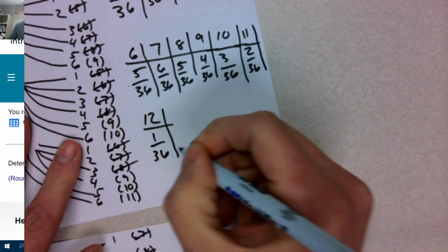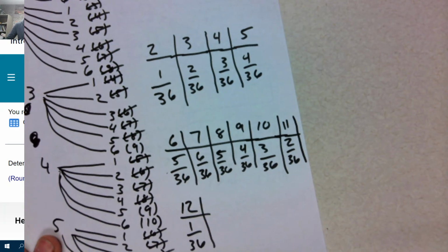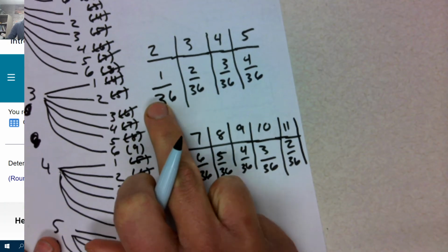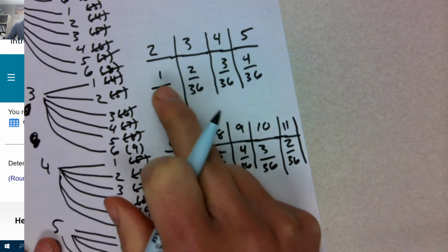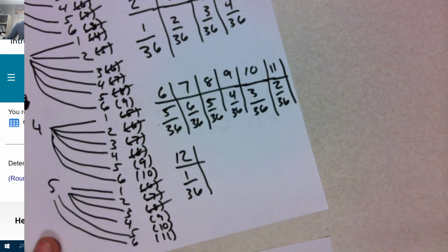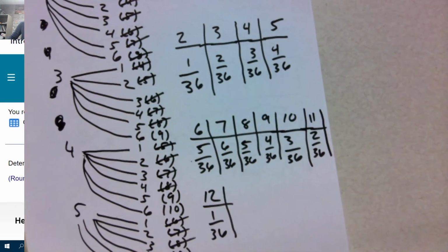Okay, so there are all of the probabilities. I got 36 possible outcomes. I had to count how many 2s I saw: 1. How many 3s did I see? 2 out of 36. How many 4s did I see? There were 3 4s in my list. I know you can't see the whole list, but you can imagine yourself doing this.